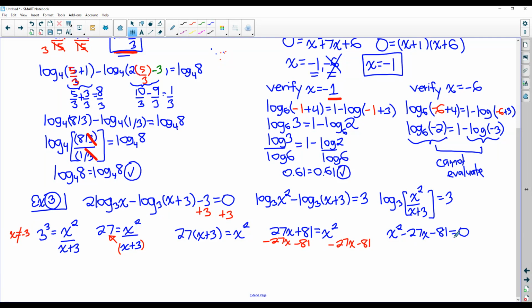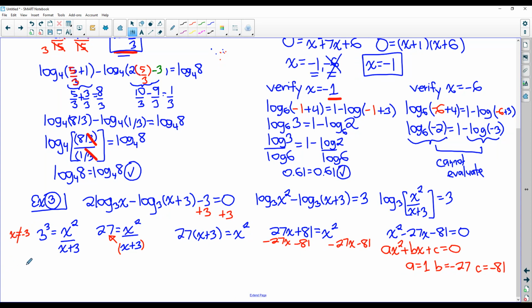So what we're going to do is use the quadratic formula to figure out what the solutions are. The quadratic formula requires me to have the quadratic written in this form: ax squared plus bx plus c is equal to 0. So your value of a is the coefficient on the x squared, which is 1. B is the coefficient on the x, which is negative 27. And c is the constant term, which is negative 81.